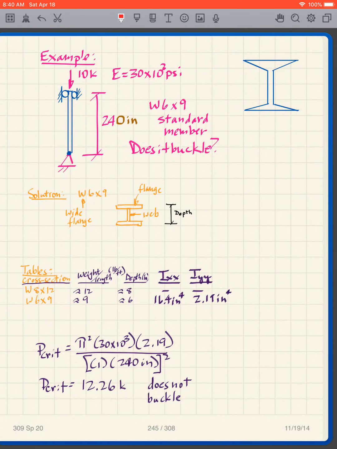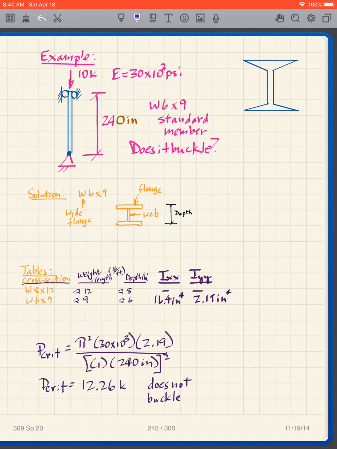Here's another buckling problem. We have this particular configuration, which is we have a pin at the bottom. It's free to rotate at the top, so it's a pin-pin connection. The length is 240 inches, and we're applying 10 kips. The question is, does this buckle under this load?